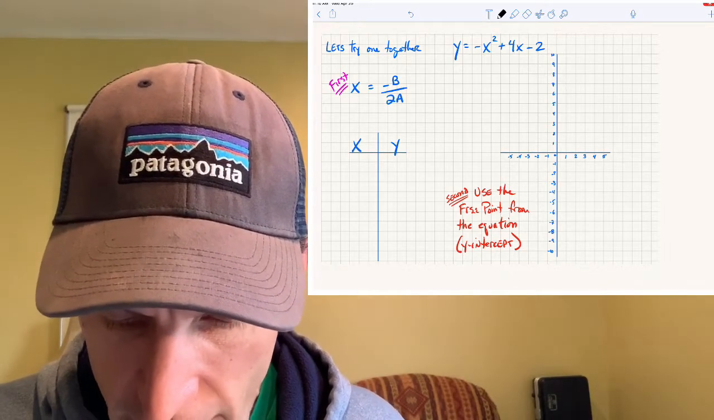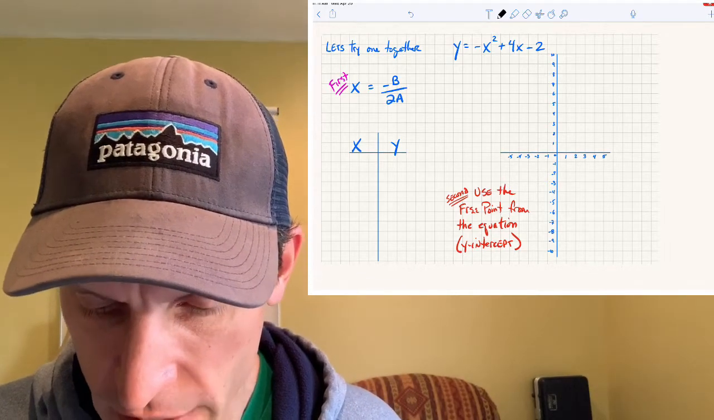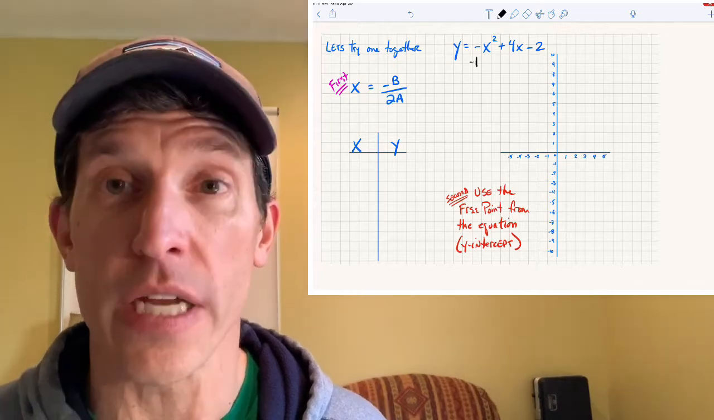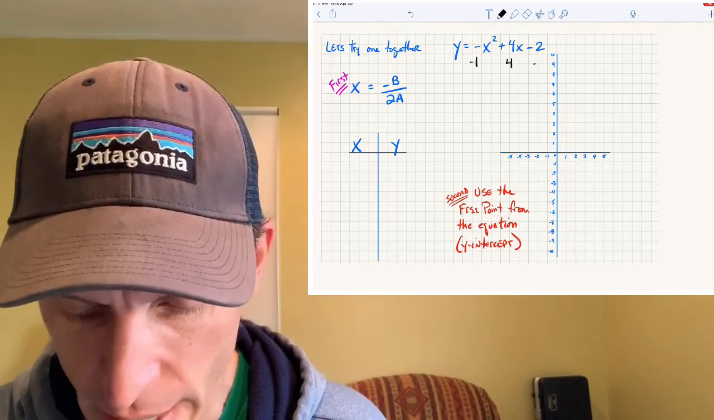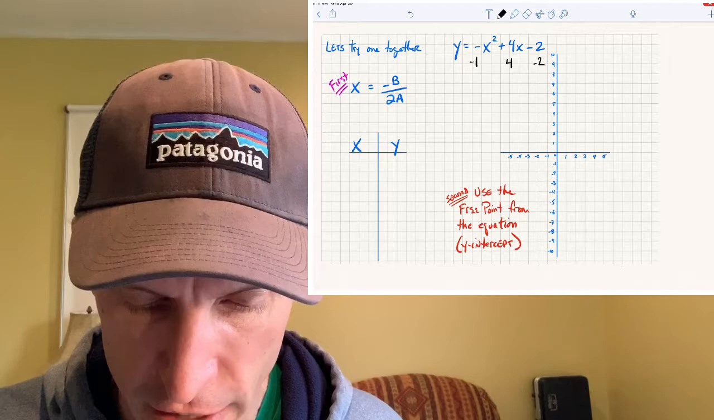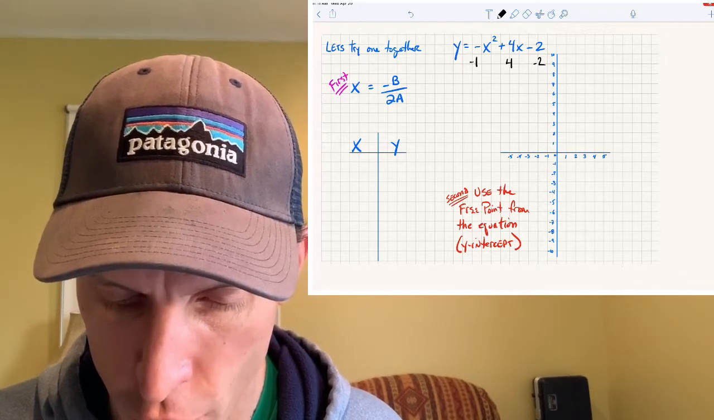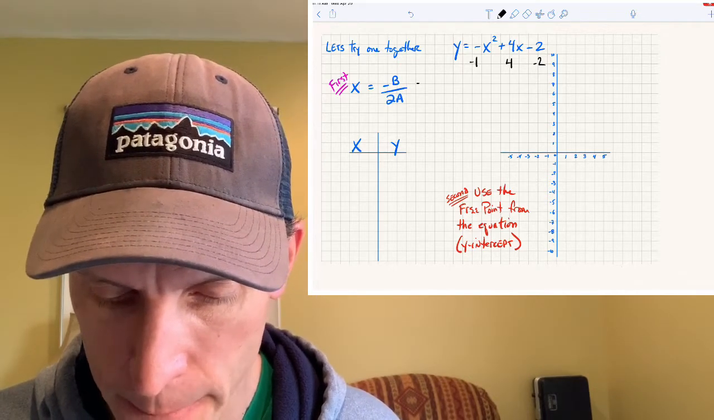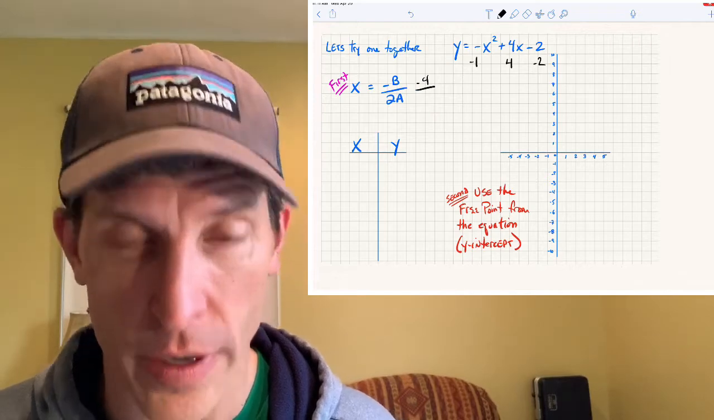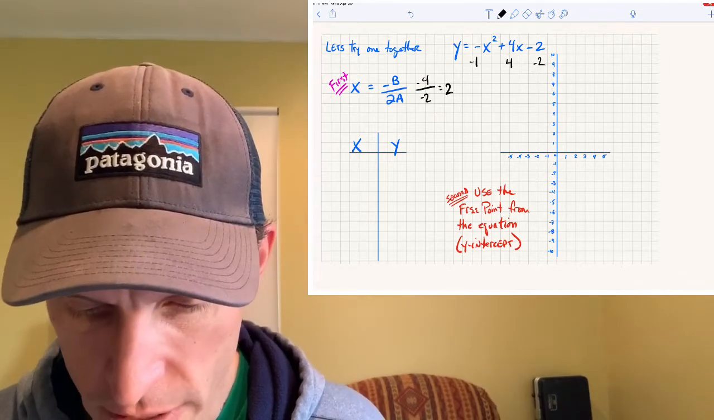I see that my A value is -1, my B value is 4, and my C value is -2. Right off the bat, I'm going to go ahead and do -b over 2a. So -4 over 2 times -1 is 2, so that goes right here. And I'm going to put 2 into this equation.